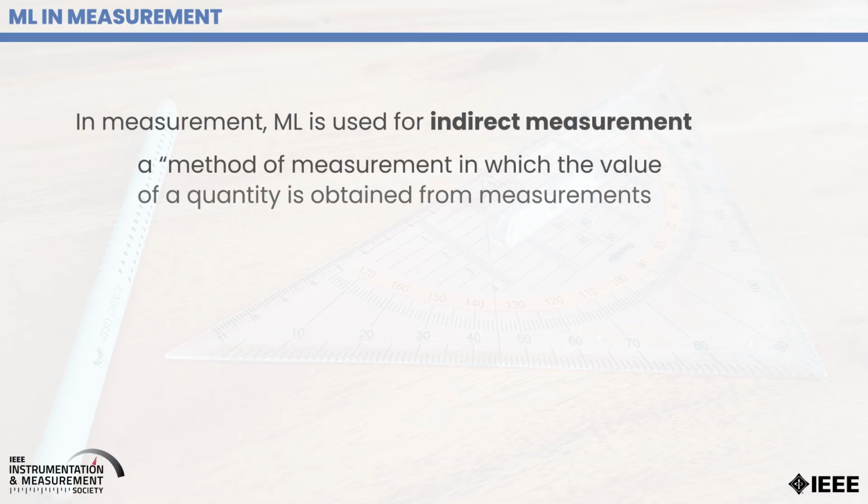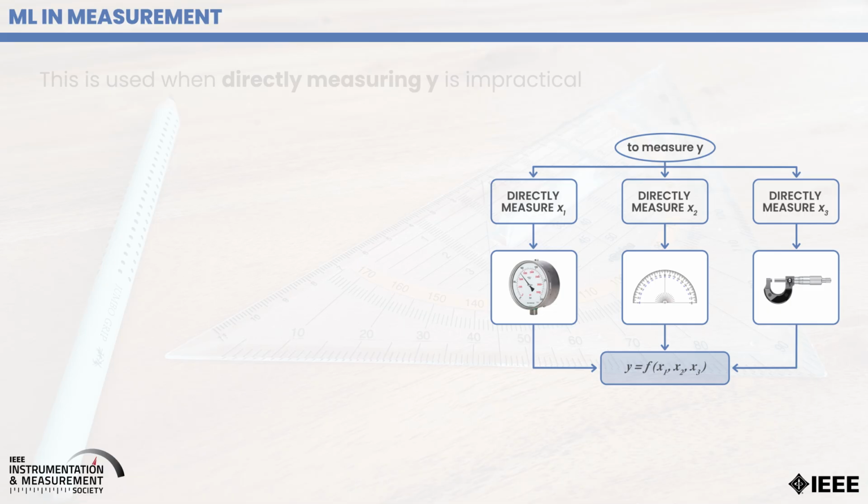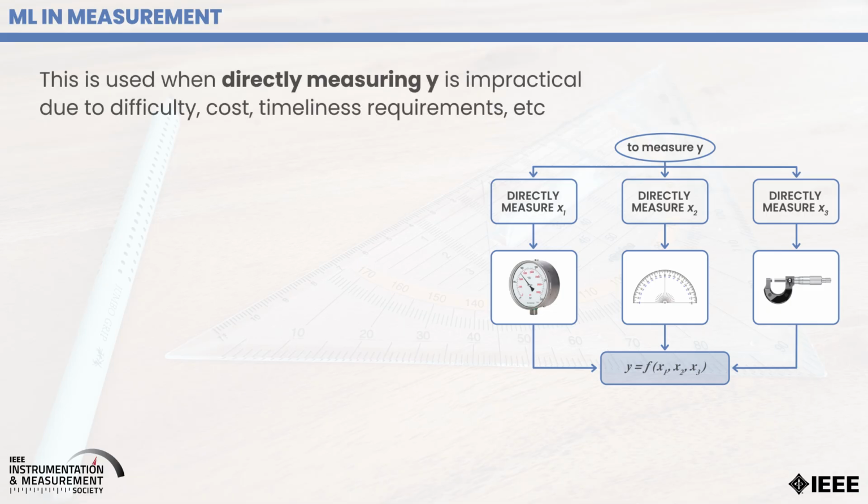So with that in mind, let us take a look at how machine learning is used in measurement. Essentially, it is used for indirect measurement. In this diagram, I'm showing that I want to measure Y. Maybe I can do that directly. But sometimes I cannot directly measure Y because it's too difficult, it is maybe too expensive, or maybe does not meet timeliness requirements, or many other reasons.